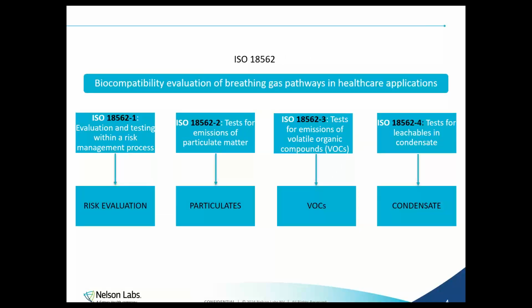As an overlook, the four standards that we will be looking more into are 18562-1, the evaluation and testing within a risk management process, 18562-2, testing for the emission of particulate matter, 18562-3, testing for the emission of volatile organic substances, which will often be referred to as VOSs, and lastly, 18562-4, testing for leachables and condensate. So right away, we are already introduced to the first big change, the naming of volatile organic compounds to volatile organic substances.